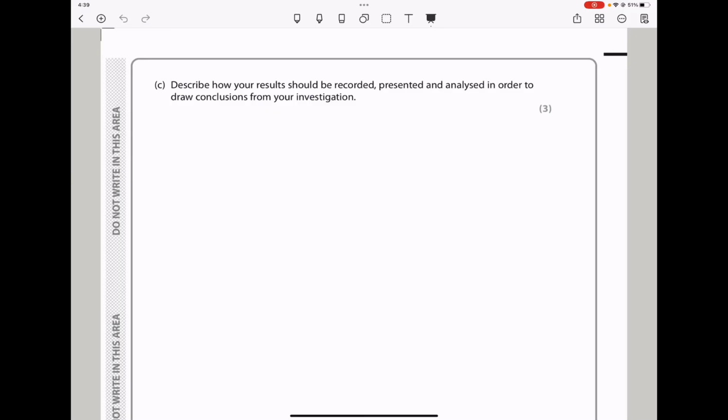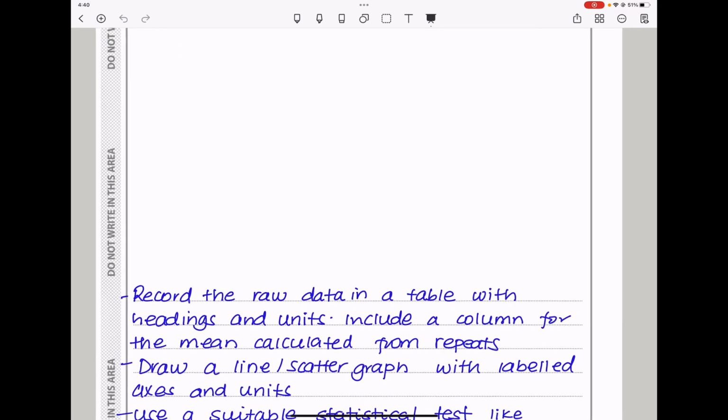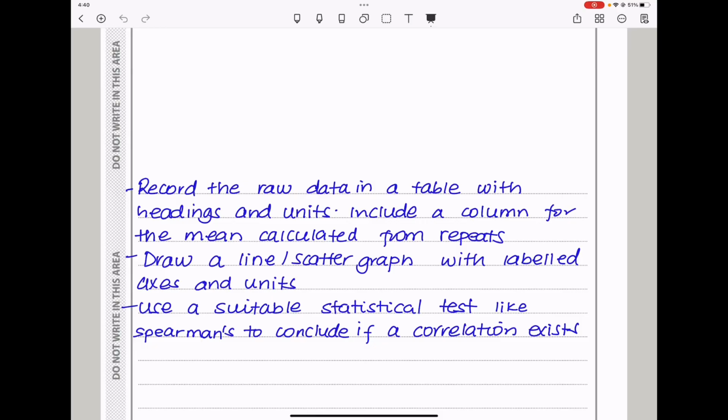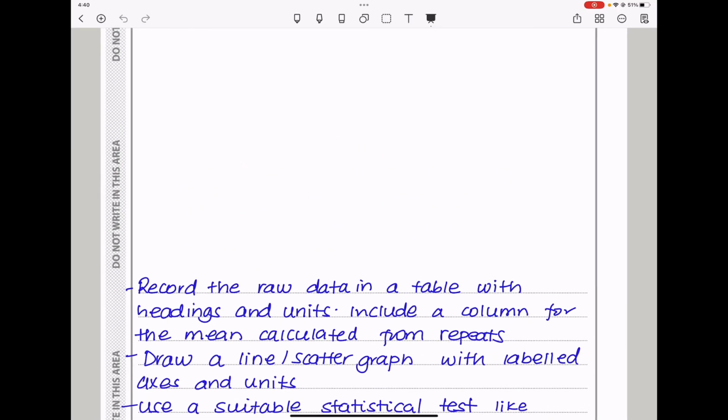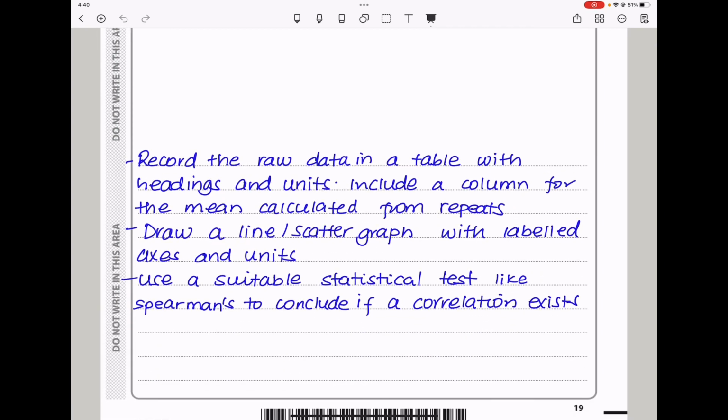In part C, describe how your results should be recorded, presented, and analyzed in order to draw conclusions from your investigation. So here I did not draw any table or graphs, but I just wrote. And again, to clarify with you guys, you are not required to draw a table or a graph here. You can just write the information down here. You'll be okay. So I said record the raw data in a table with headings and units, and then include a column for mean calculated from repeat experiments. Then draw a line graph or scatter graph with labeled axes and units. Then use a suitable statistical test like Spearman's to conclude if a correlation exists.